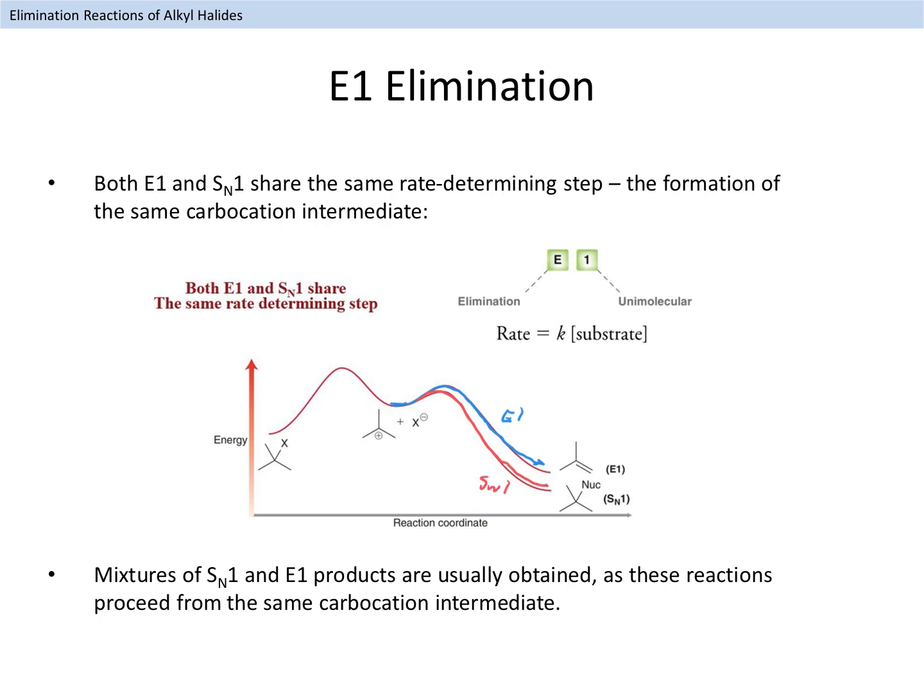Because both pathways proceed from the same intermediate, it is common to obtain mixtures of SN1 and E1 products in a reaction. The exact ratio of products can vary depending on several factors, including the nature of the substrate and the reaction conditions. Understanding this shared mechanism helps us understand the limitations of these reactions and prepare accordingly. Let's go to the next page and look at some example E1 reactions.